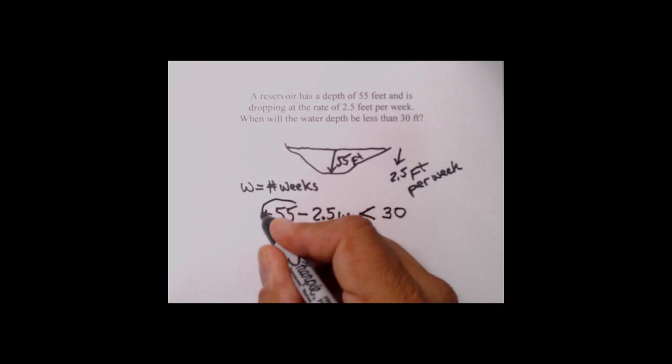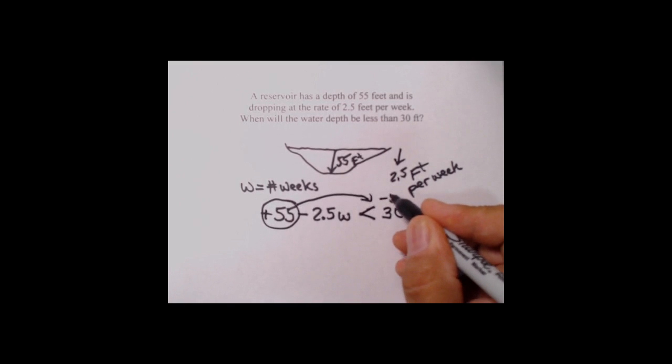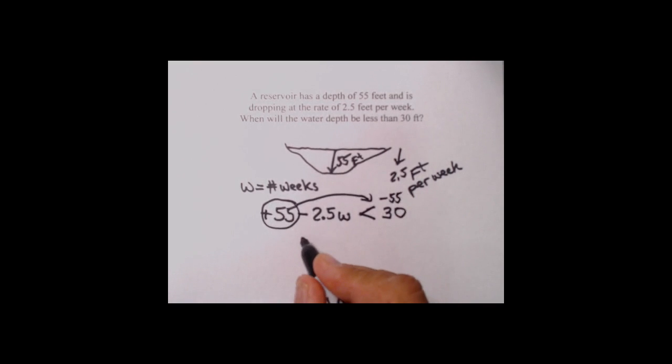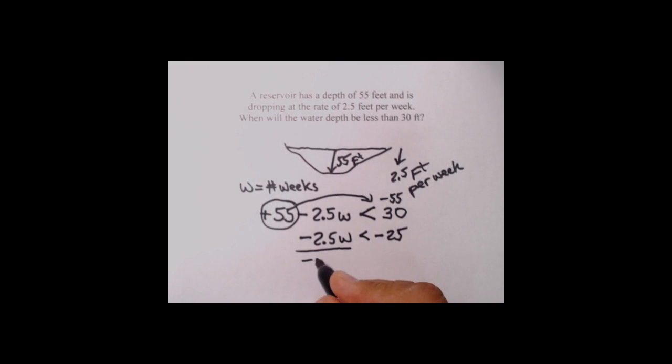This is officially a plus 55. I'm going to jump it over here as negative 55. So we've got minus 2.5W is less than, well, this looks like minus 25. Now we've got to solve for W. So I've got to divide both sides by negative 2.5.